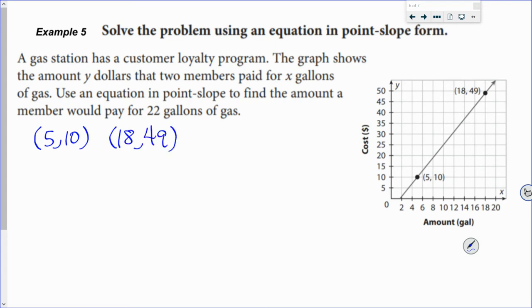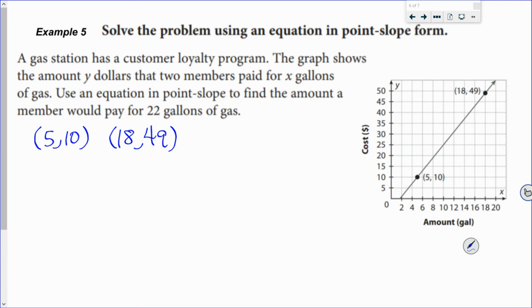Cool. Now, a gas station has a customer loyalty program. The graph shows the amount y dollars that the 2 members paid for x gallons. So in other words, because you're a good customer, you pay probably less than a person who shows up out of town or something.